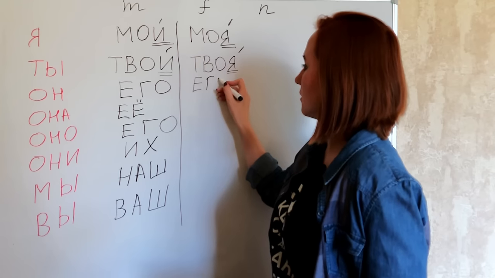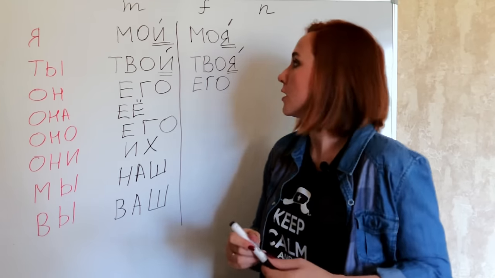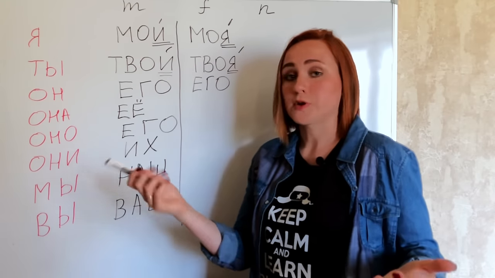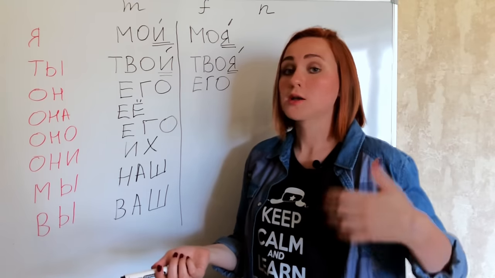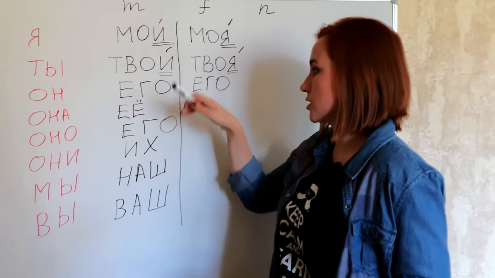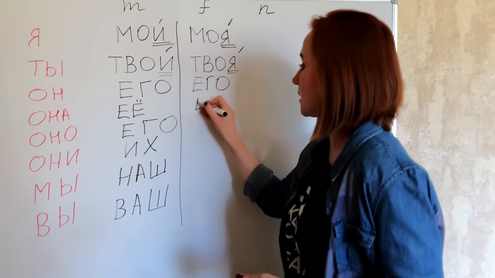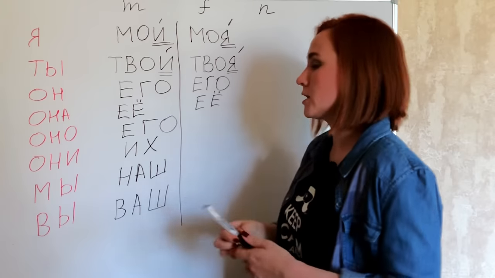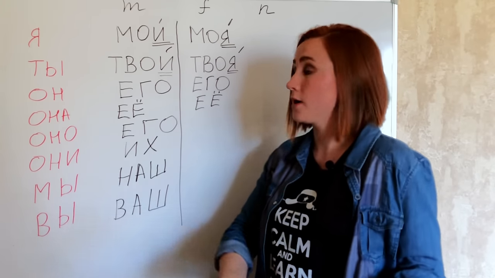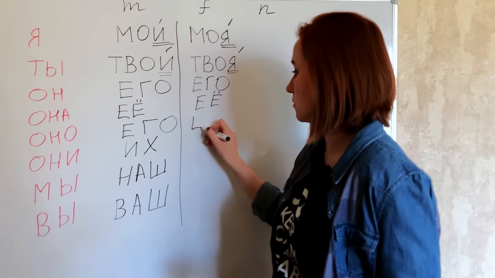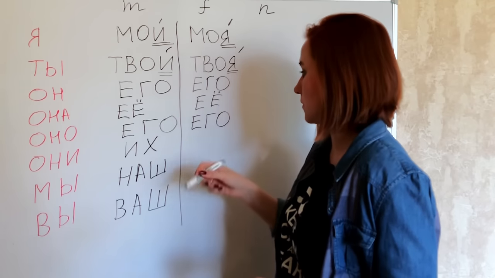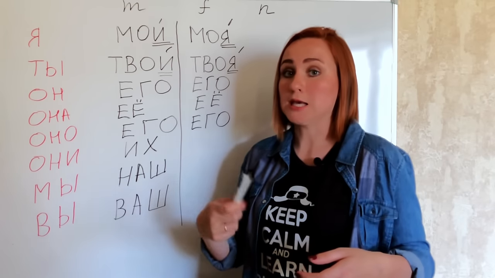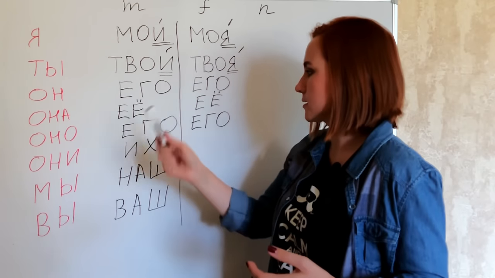Его книга. Just remember that it's в. Его книга. Or maybe his girlfriend. Его подруга. Его девушка. So it doesn't change. Same with the word ее. Ее книга, ее подруга, ее работа, anything. And оно is его. For example, the sun and its rays, maybe. Солнце и его лучи, its rays.